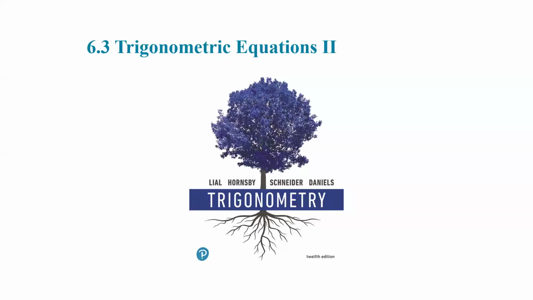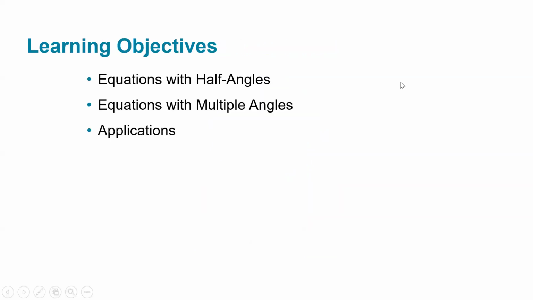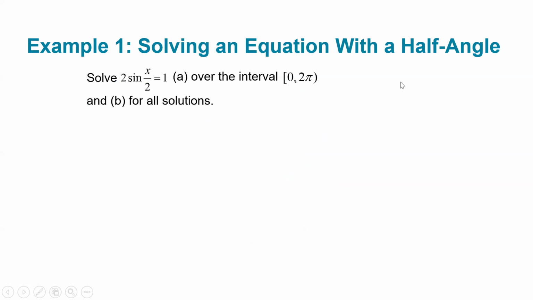All right, so 6.3 is trig equations, and it's just a different version of trig equations using half angles and double angles. First up, we have solving the equation with a half angle: 2 sine x over 2 equals 1 over the interval 0 to 2 pi. Meaning that your x value can't be smaller than 0 but less than 2 pi.